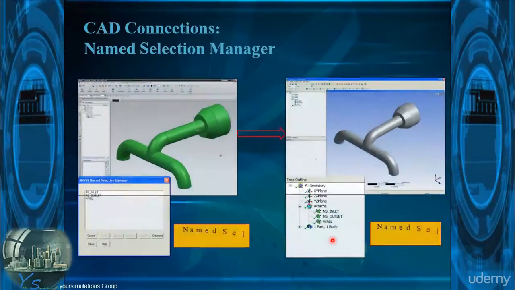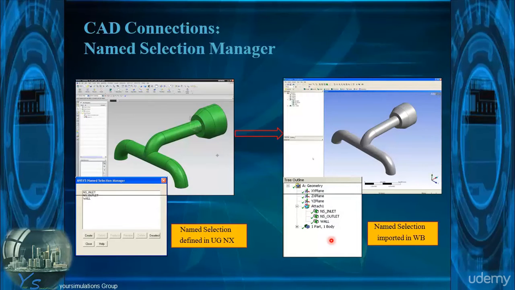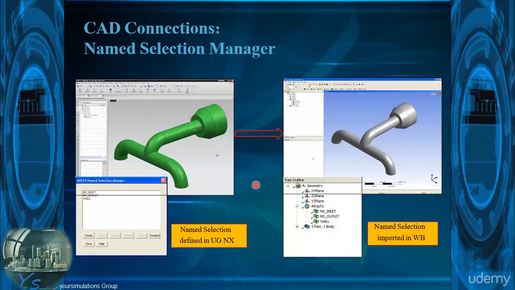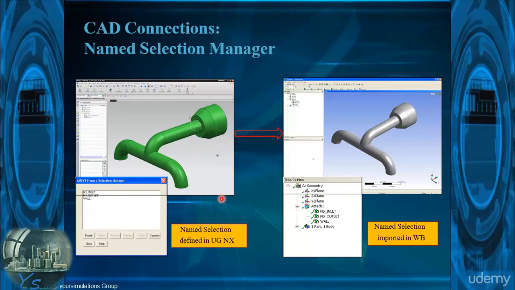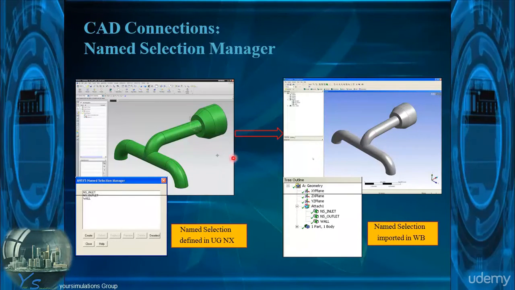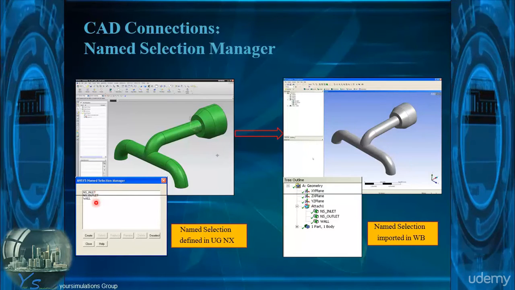And here we can see an example, just as we saw with the parameters and the numbers being transferred. In a similar way, we can transfer the strings associated with name selections from the upstream CAD to the downstream Design Modeler Workbench. So here we have 3 name selections which have been generated.